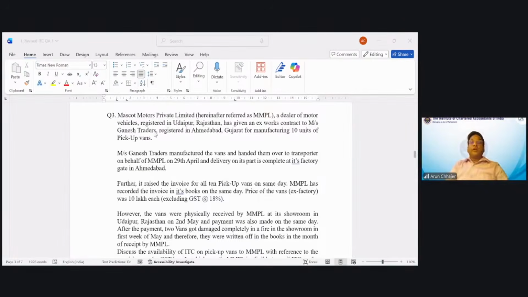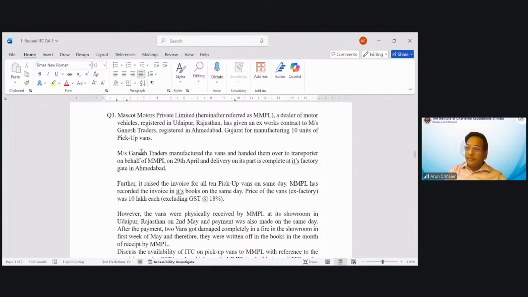Let's move quickly, we will solve in 10 minutes, we will not spend more than that. Mascot Motor Private Limited, dealer of the motor vehicle, registered in Udaipur, Rajasthan, has given X work contract to Ganesh Trader, registered in Ahmedabad, Gujarat, for manufacturing 10 units of pickup van.